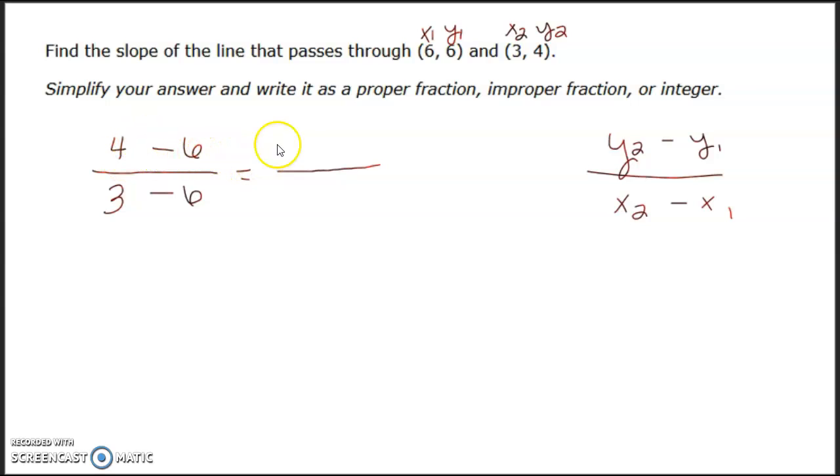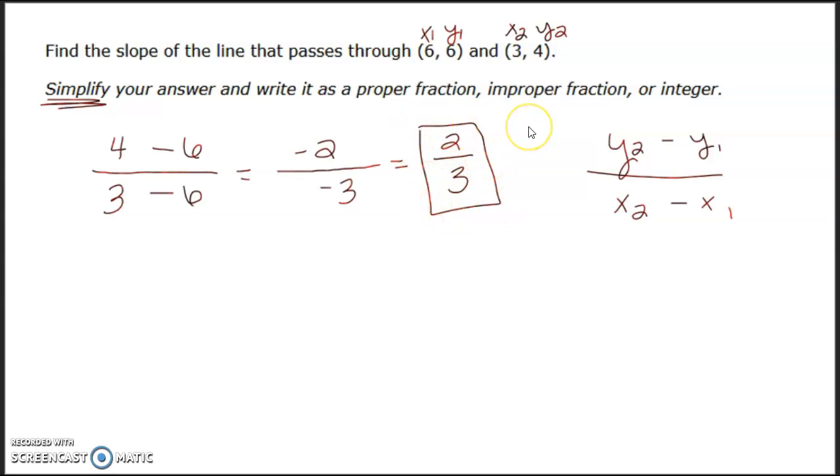Once you plug it in your formula, then you just go ahead and subtract right across. So 4 minus 6 is negative 2, and 3 minus 6 is negative 3. Now, it did say to simplify your answer. We cannot simplify 2 over 3. However, a negative divided by a negative is going to change to a positive. So your answer is going to be positive 2 over 3.